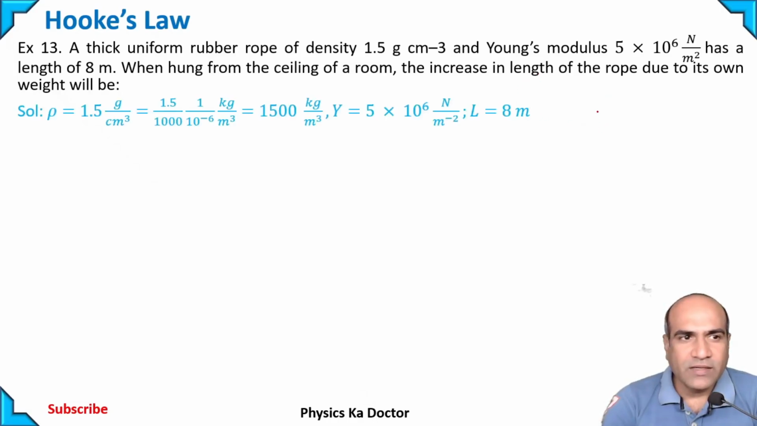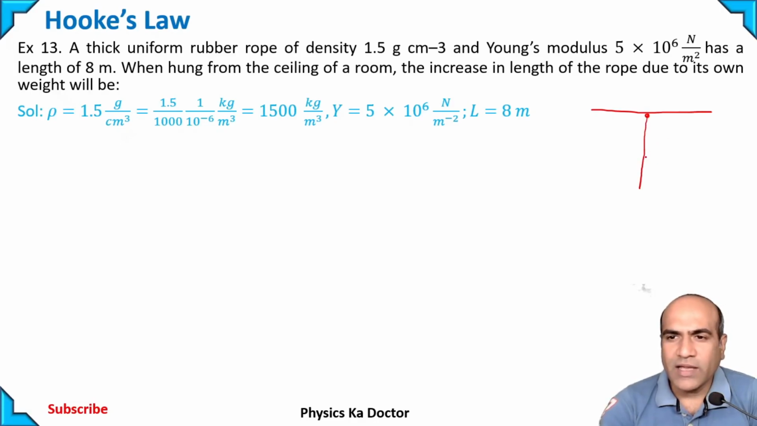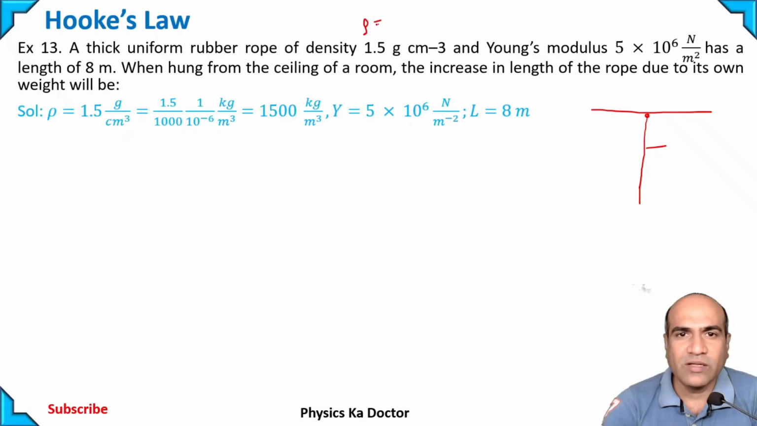Let's see here. Options are not given. Say for example, this is our ceiling or wall, and somewhere here, maybe a fan, maybe there, whatever, it is hanging. Exactly, assume that it is a vertical, thick uniform rubber rope. This is a thick uniform rubber rope of density given as rho, 1.5 gram per centimeter cube.